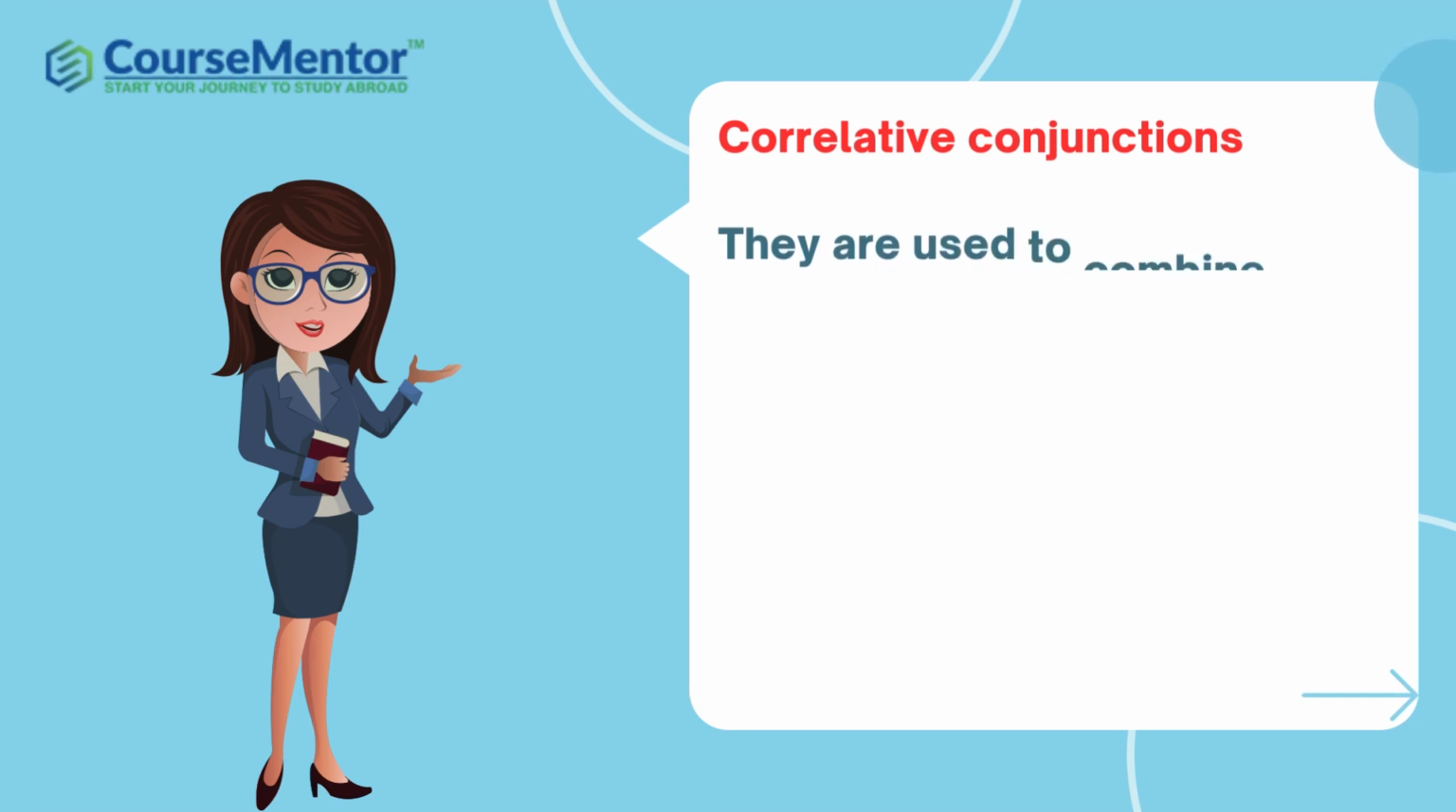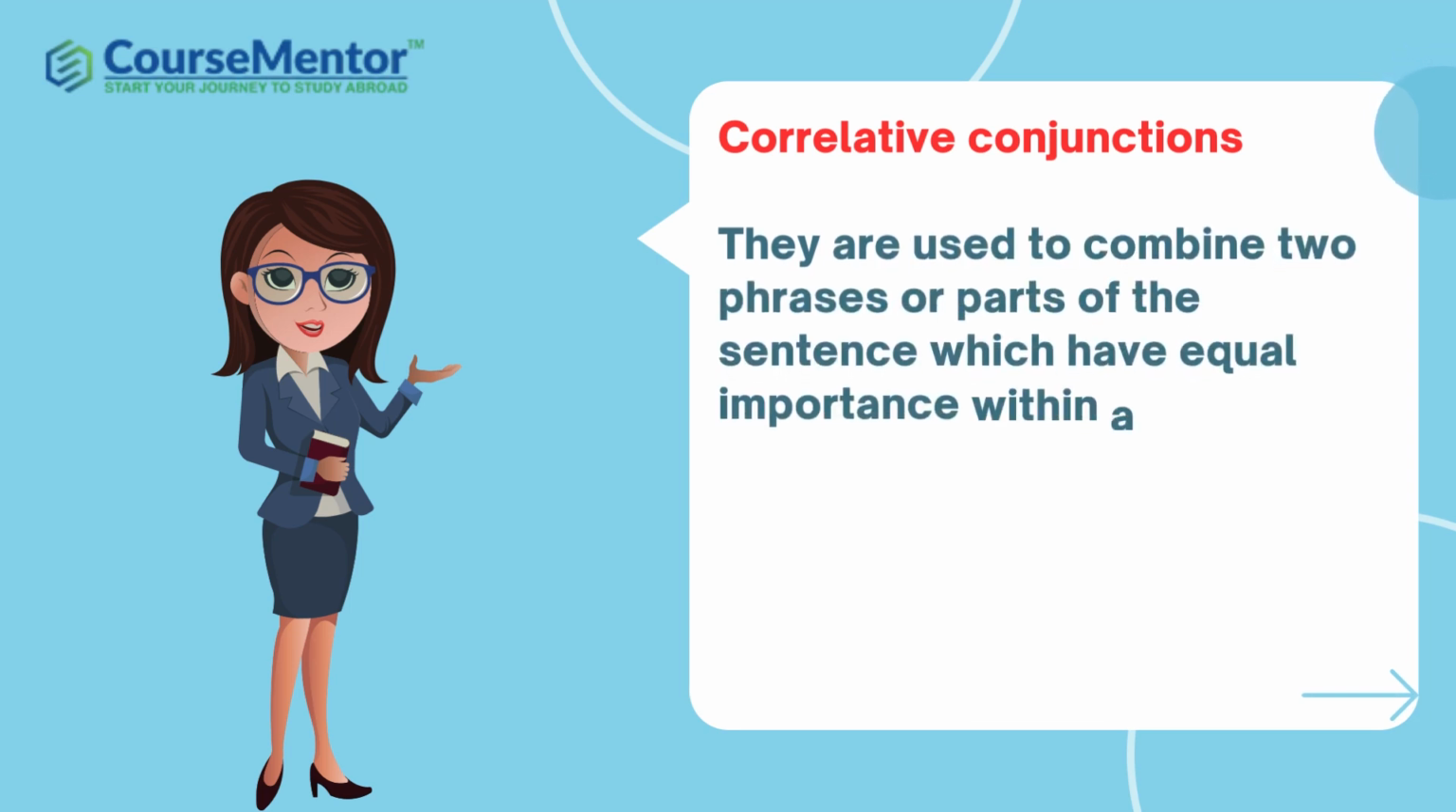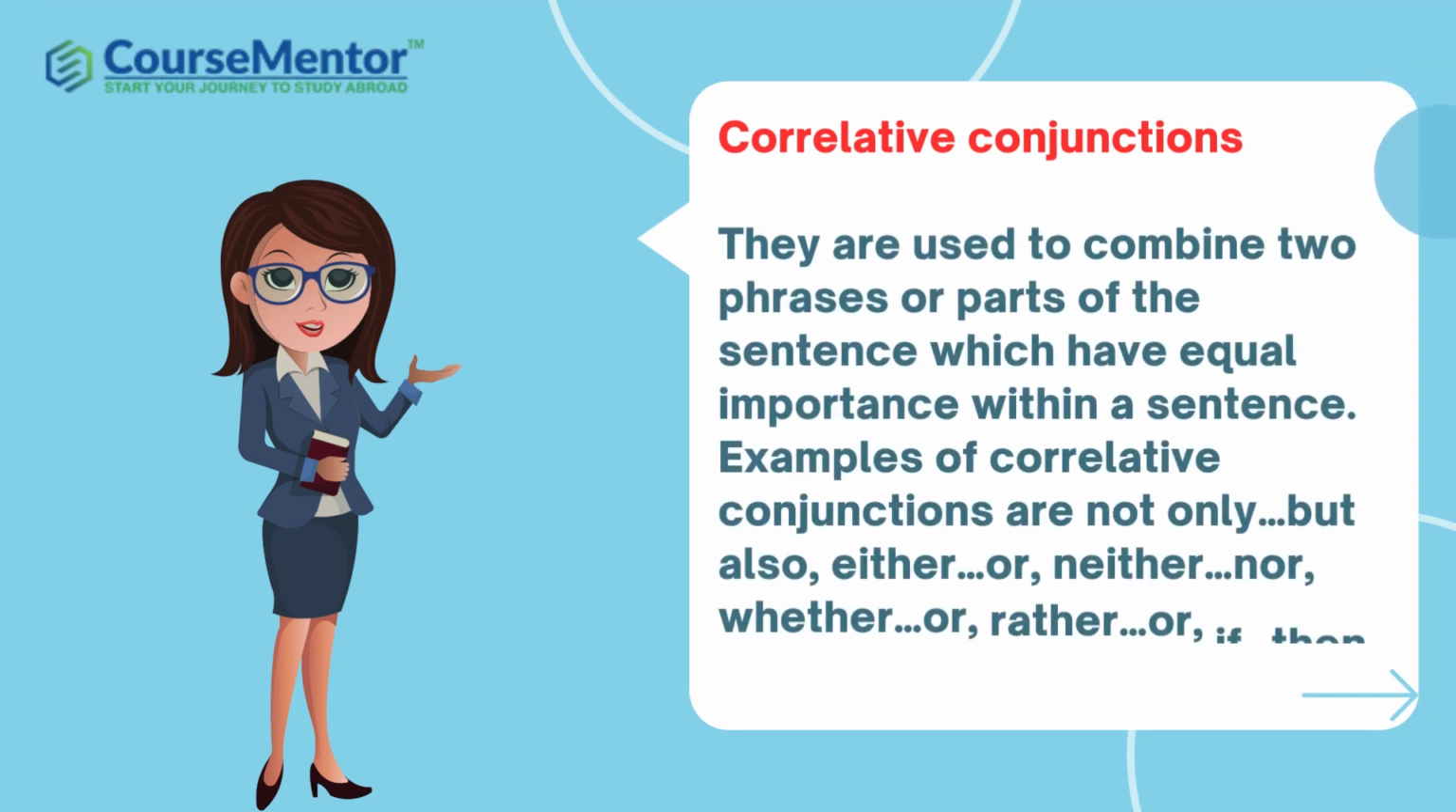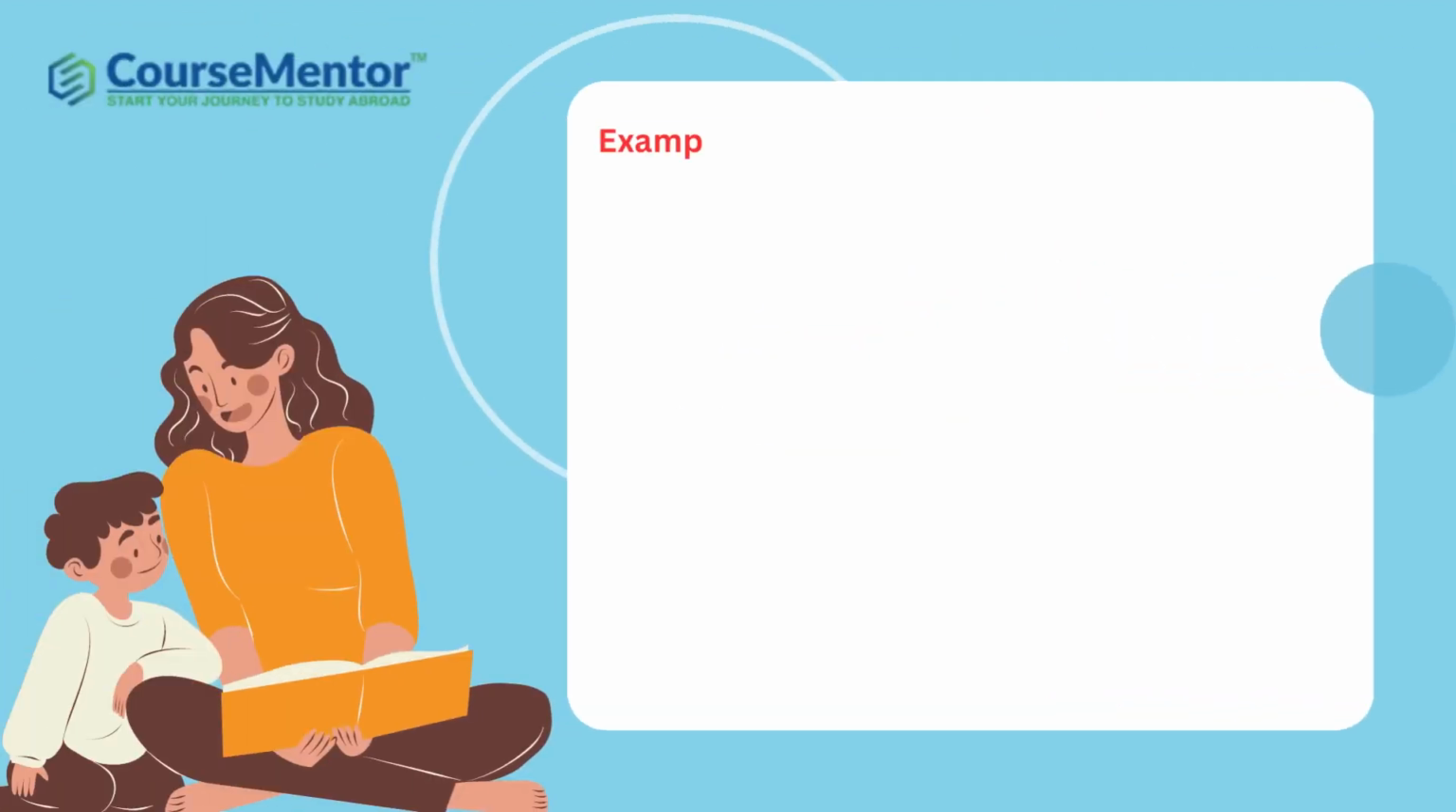Correlative conjunctions. They are used to combine two phrases or parts of the sentence which have equal importance within a sentence. Examples of correlative conjunctions are not only, but also, either, or, neither, nor, whether, or, rather, or, if, then, etc. Let's understand the conjunctions through examples.